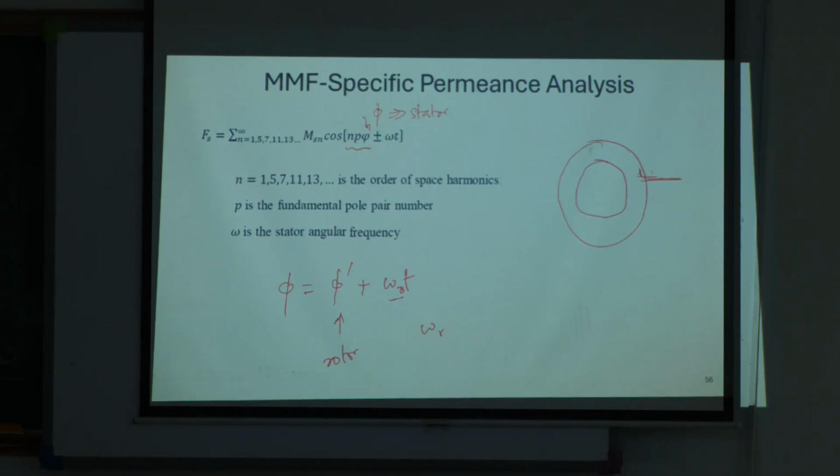Okay. So what is omega r? Slip is defined, in an induction motor, as omega minus omega r over omega. So omega r is (1 minus slip) times omega.